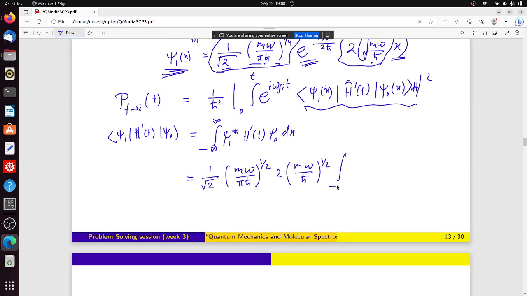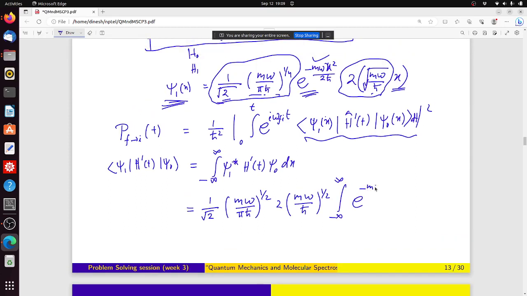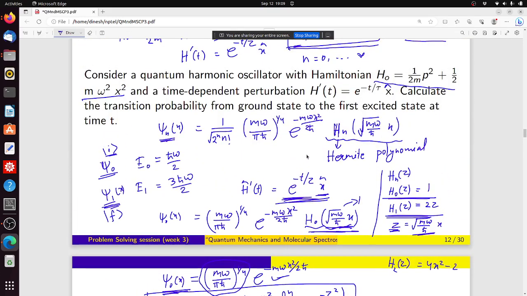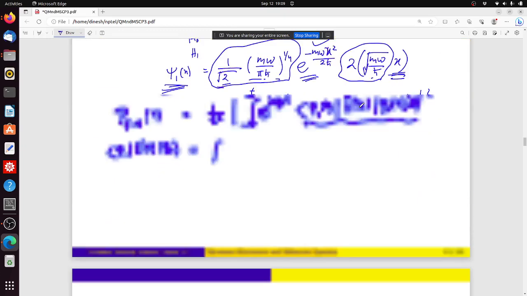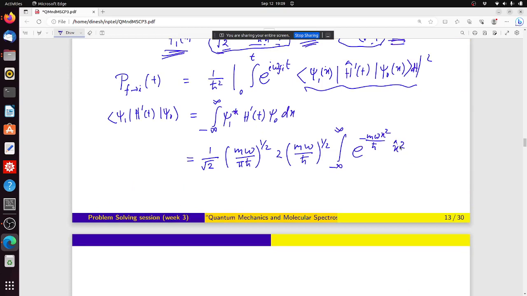So this integration will give me minus infinity to plus infinity e to the power minus m omega x square. There are two parts, so it will be only x square, then 2 will cancel, so this will remain, and from here I will have 1 x, and from h prime I have 1 x, and this time part I can take out. So what we have is x square dx, and the time dependent part I can take out to here, e to the power minus t over tau.